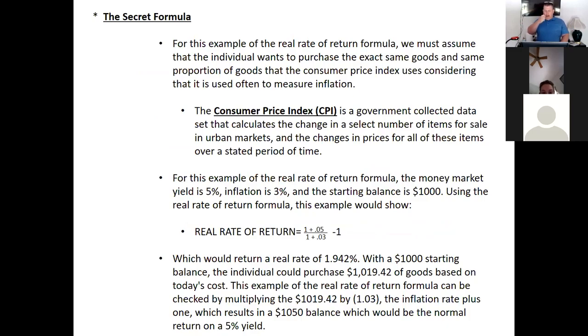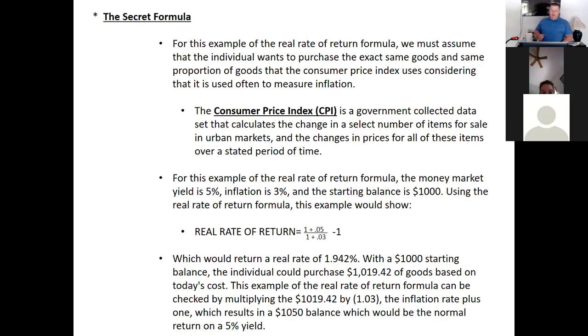So for this example, we're going to use the CPI, the Consumer Price Index, which is just a government collected data set that calculates the change in a select number of items for sale in urban markets and the changes in prices for all these items over a stated period of time. So in other words, the government goes into different stores and they say, okay, how much is a laptop computer? And they'll chart that, all these different stores, average it. And then next year or next month, they'll do the same to see what the changes in the prices are. Now, as the prices go up on the same product, same design and everything, you can use that to chart, okay, this is inflation when you average a bunch of goods together. And that's what the Consumer Price Index is. It's a measure of inflation.